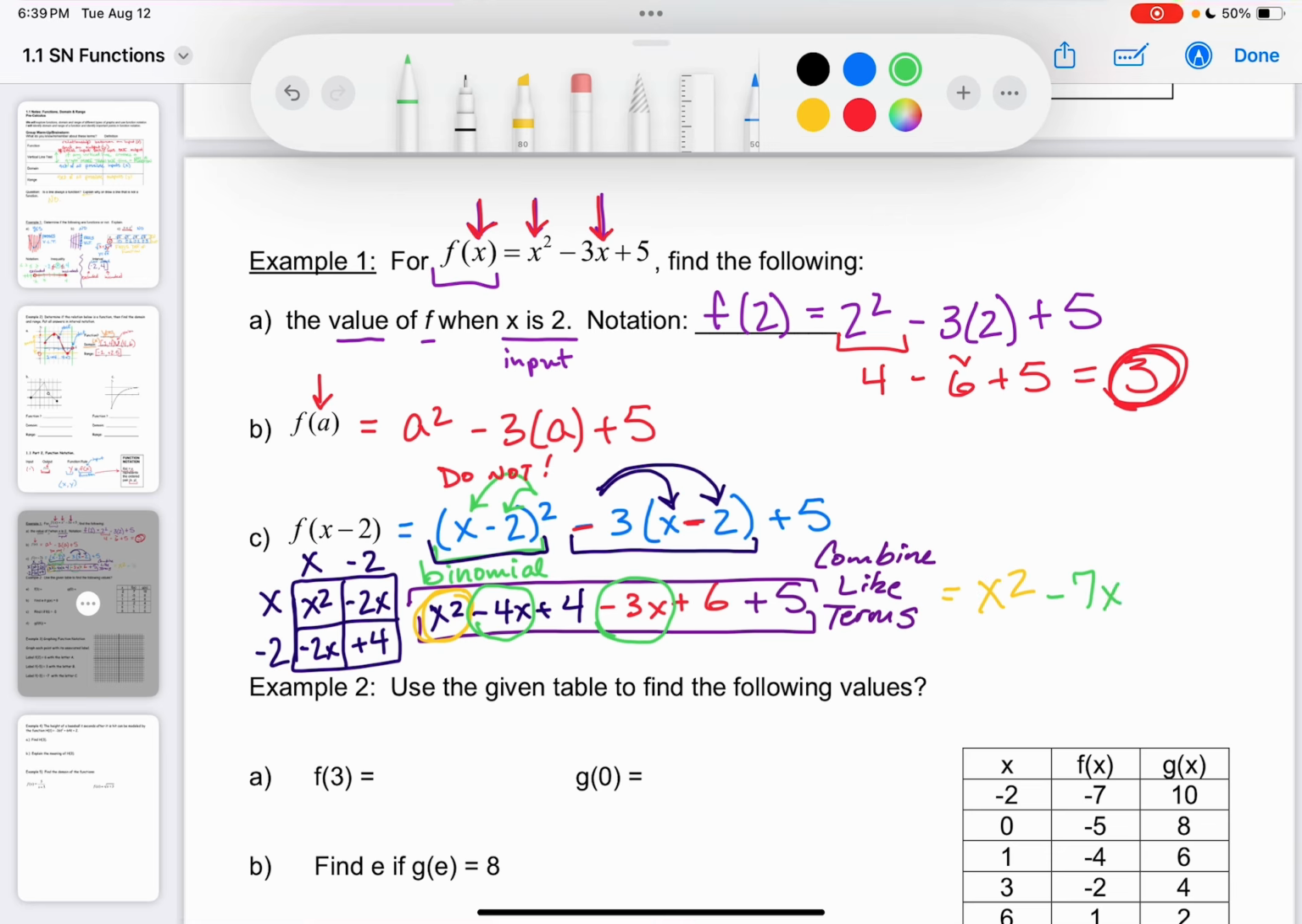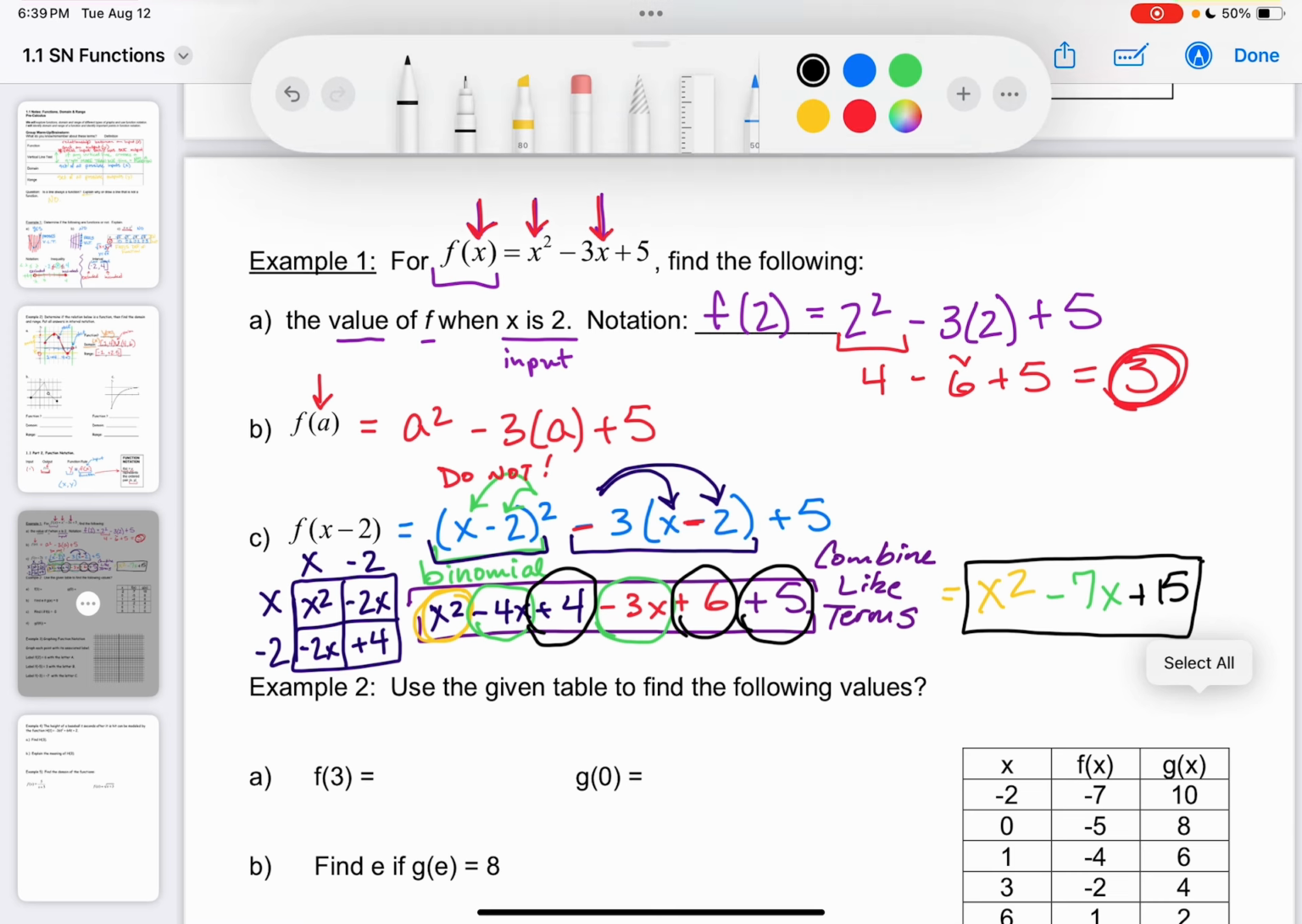And then lastly, I'm going to combine all of the things that have just a constant, or just a number with no variable attached. 6 plus 4 plus 5. 6 plus 4 is 10, plus 5 is 15. And that is my final answer.